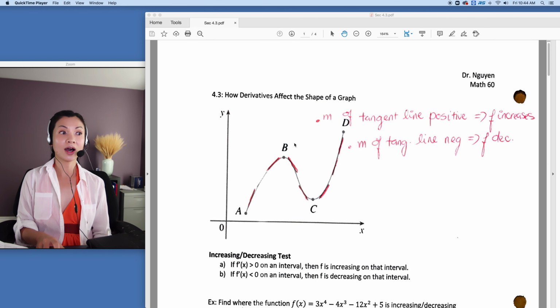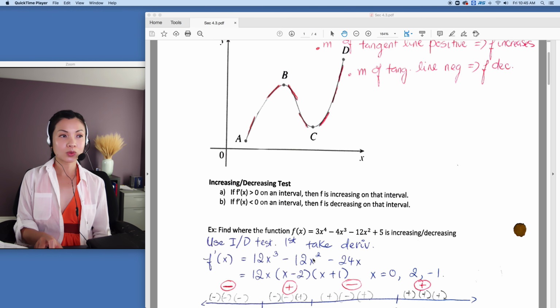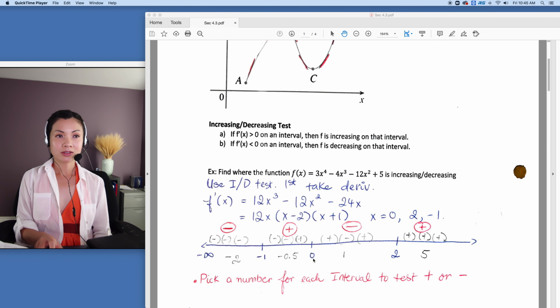Okay, so we have something called the I/D test, for increasing and decreasing tests. So f prime of x positive, then f is increasing. f prime of x negative, then f is decreasing. So don't forget f prime is the slope of the tangent line, right? So take a look at the first example that I have right here.